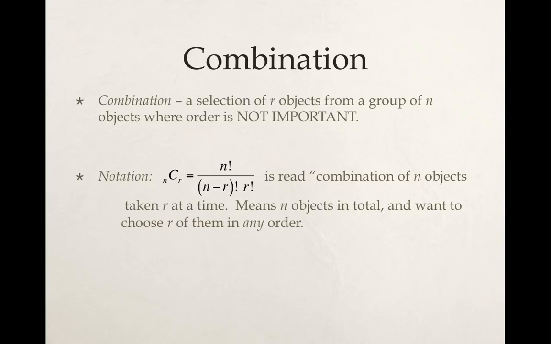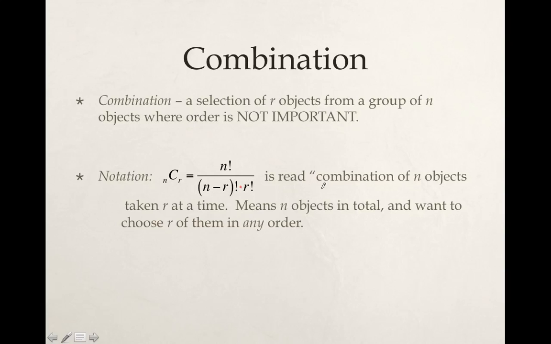It is not important. The notation for this looks similar to permutations, but instead of a P here in the middle, we have a C to represent that we're doing a combination. And then we have our n factorial on top. We still have our n minus r factorial on the bottom, but then we also have just r factorial on the bottom. And this is technically being multiplied together down here. So it's n minus r factorial times r factorial in our denominator.